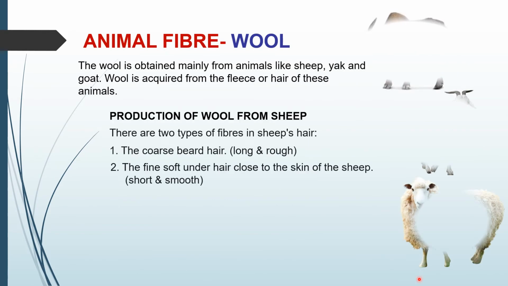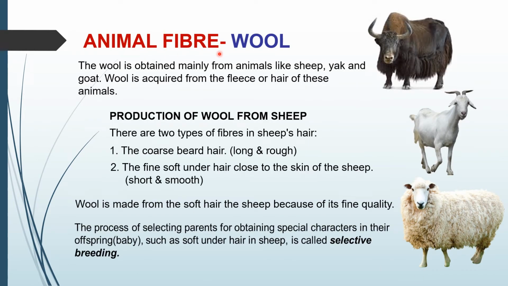Now we study wool, which is an animal fiber. From where is wool obtained? Wool is obtained mainly from animals like sheep, yak and goat. Wool is acquired from the fleece or hair of these animals. These are the animals, sheep, yak and goat, and the common wool is taken from the sheep.